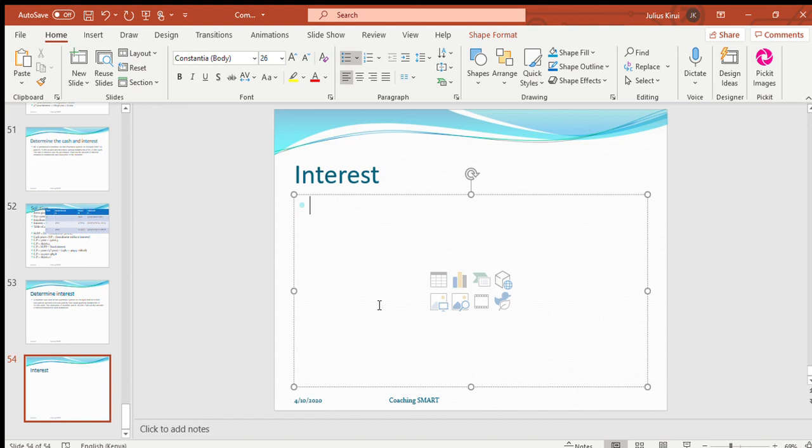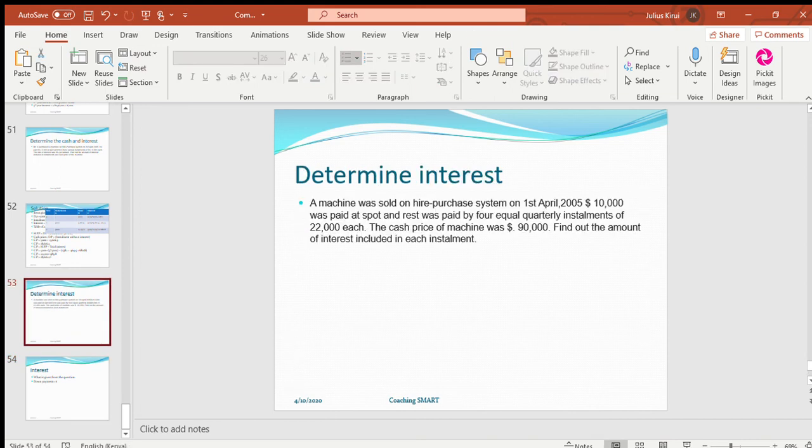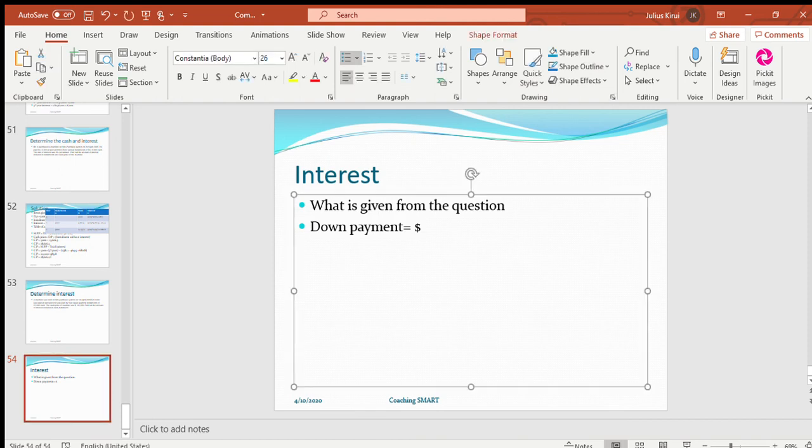Now, can we give items which are given? What is given from the question? So we have what? Down payment, which is how much? How much is the down payment? $10,000, is it? What is year? Okay. And then what else? Installment.